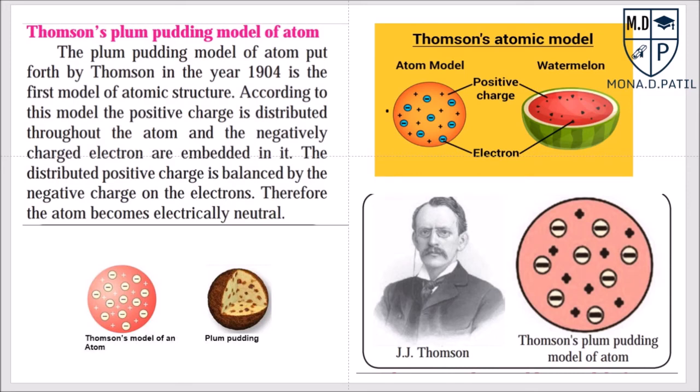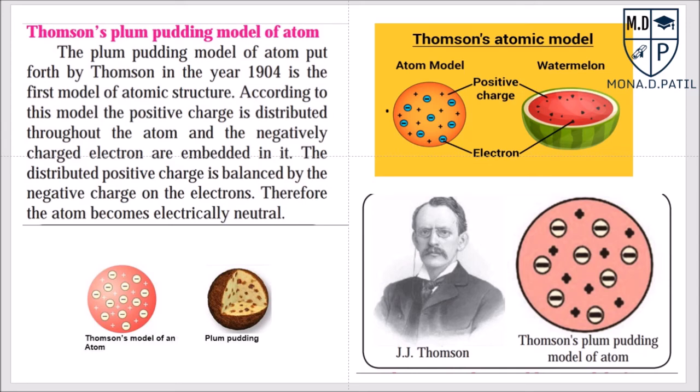Plum pudding means, in the cake that the British make, they add dry fruits for serving. These dry fruits are called plum pudding. They use it for decoration, but they compare this plum pudding to the atom. So according to Thomson, the number of negative and positive charges is equal in the atom, and that is why the atom becomes electrically neutral.